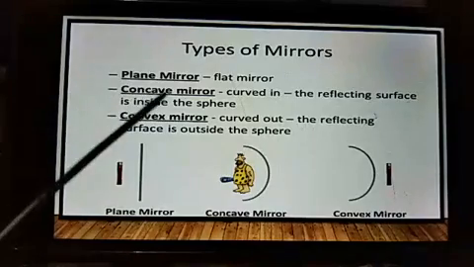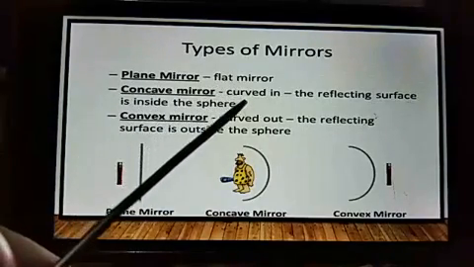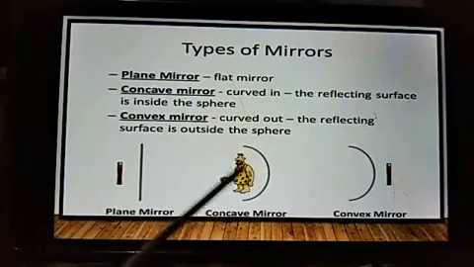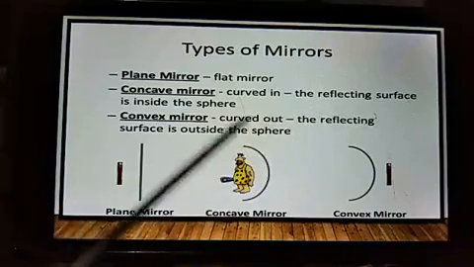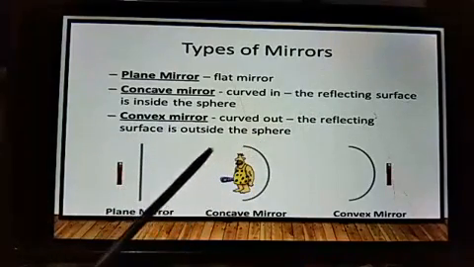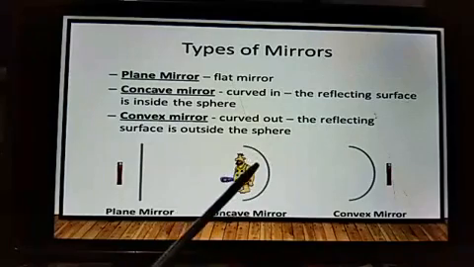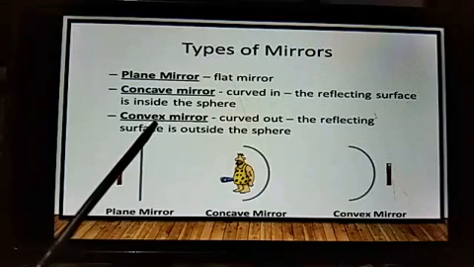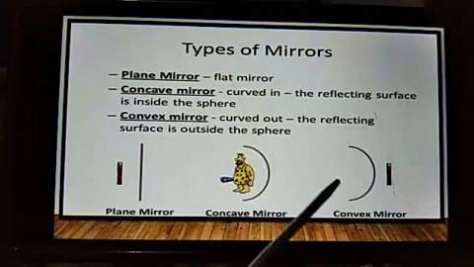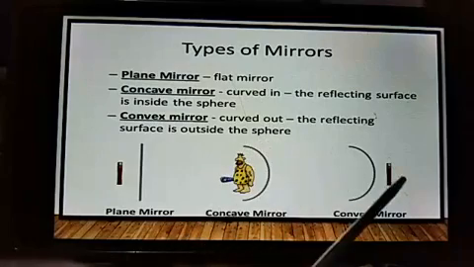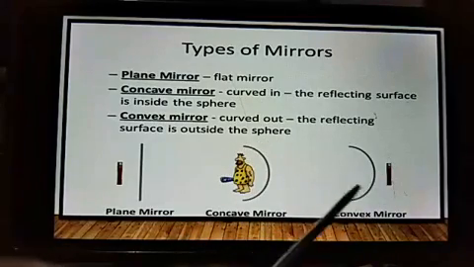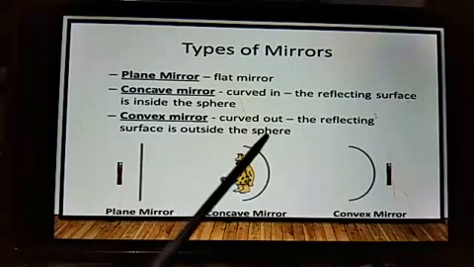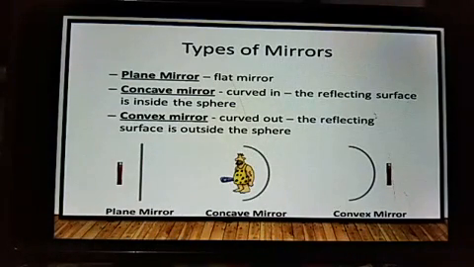First is concave mirror. Concave mirror is curved in. Here you can see concave mirror. It is curved inside and the reflecting surface is inside the sphere. If it is a sphere, then the reflecting surface is inside. That is, the reflection takes place from here. Next type of mirror is convex mirror. Convex mirror is curved out. That is, the outside of this curved mirror is the convex mirror. That is, the reflecting surface is outside the sphere.